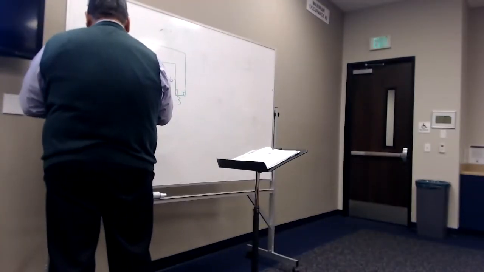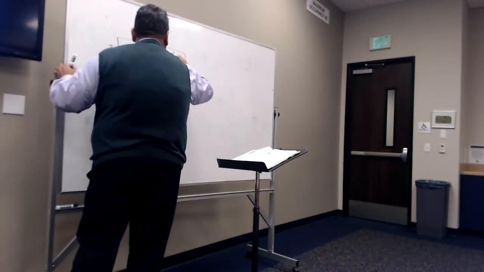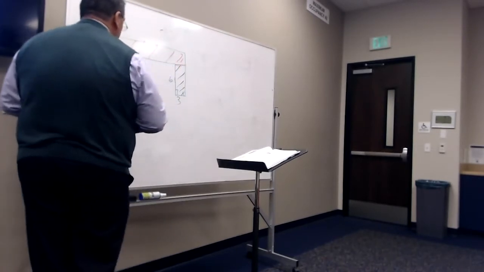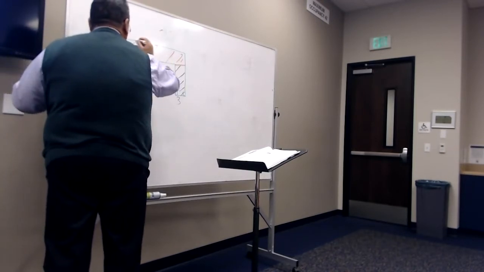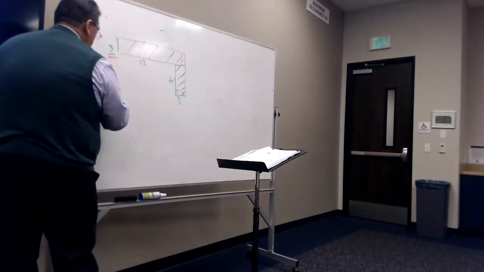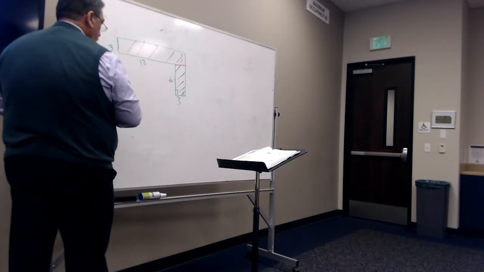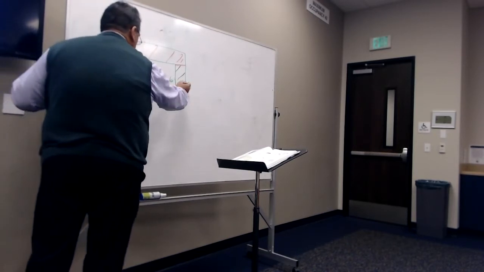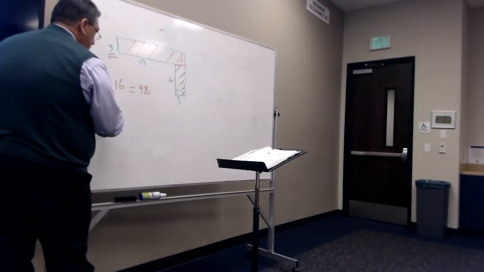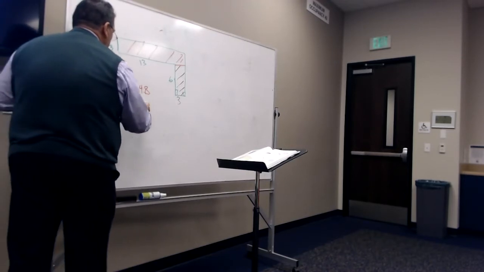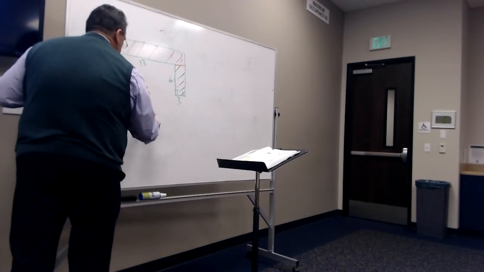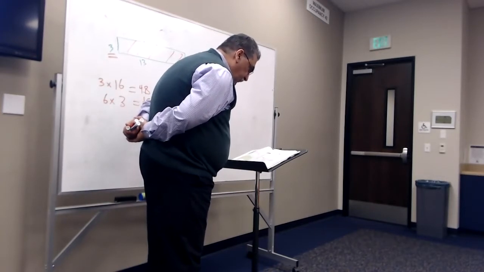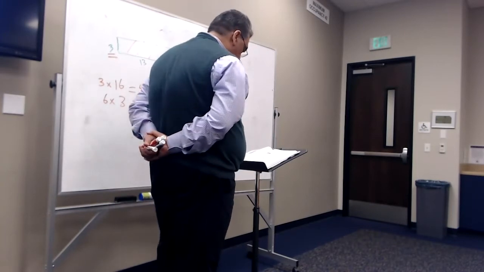So I divide it into two rectangles. Okay, one would be this one and the other would be this one. How would you find the area of this rectangle? You have 3 times 6, which is 18 for this one. Then you just add them together. Then, if each square foot requires 4 bricks, you multiply the area by 4 bricks to get 264 bricks.